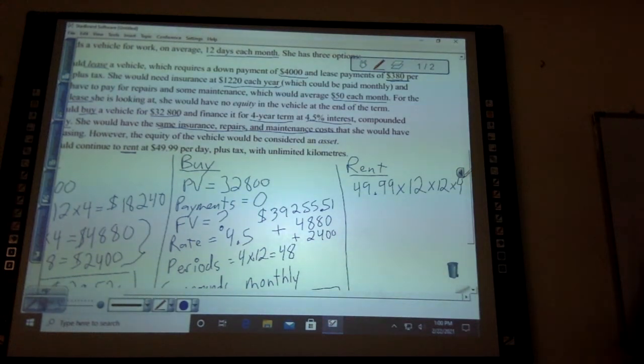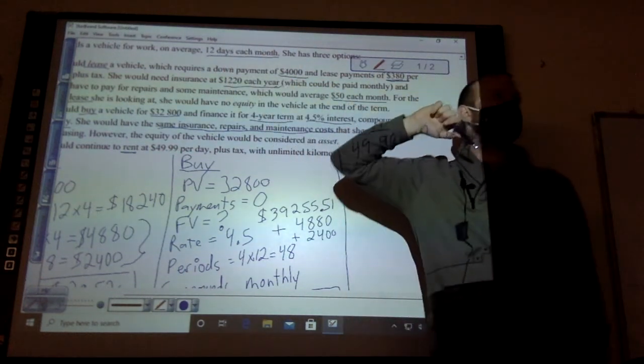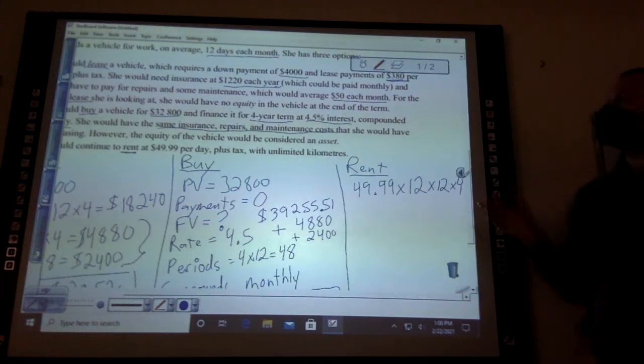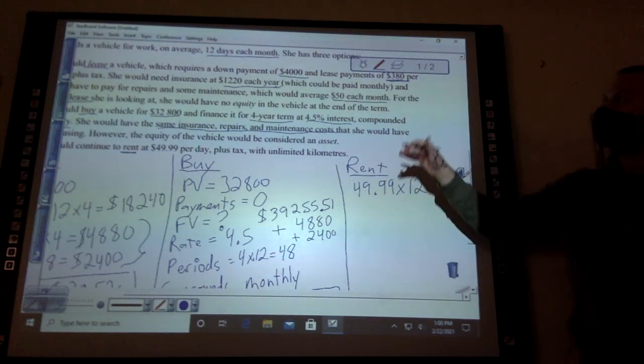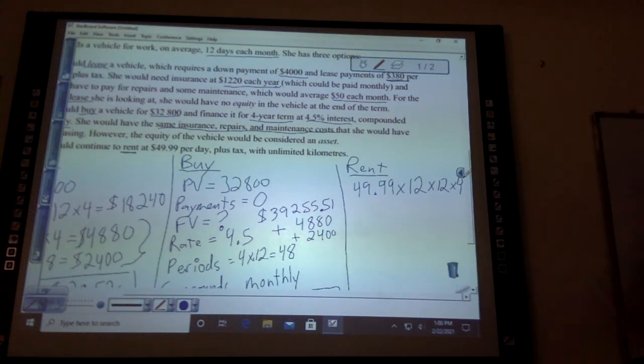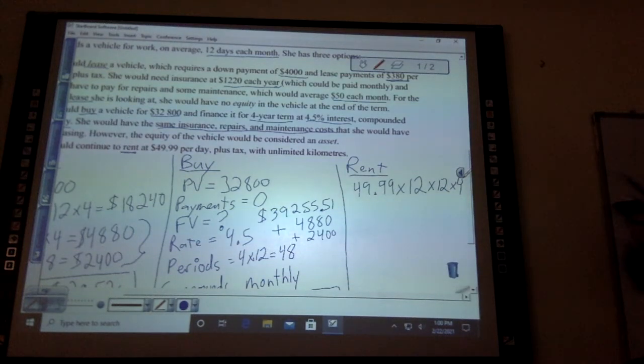Yes, every day, but it says she only needs it 12 days a month. Yeah, so this is just assuming she borrows it or she rents it only on the day she needs it. So she's not going to use it for luxury or anything like that. So then times these out. This is 4, because it's 4 years.